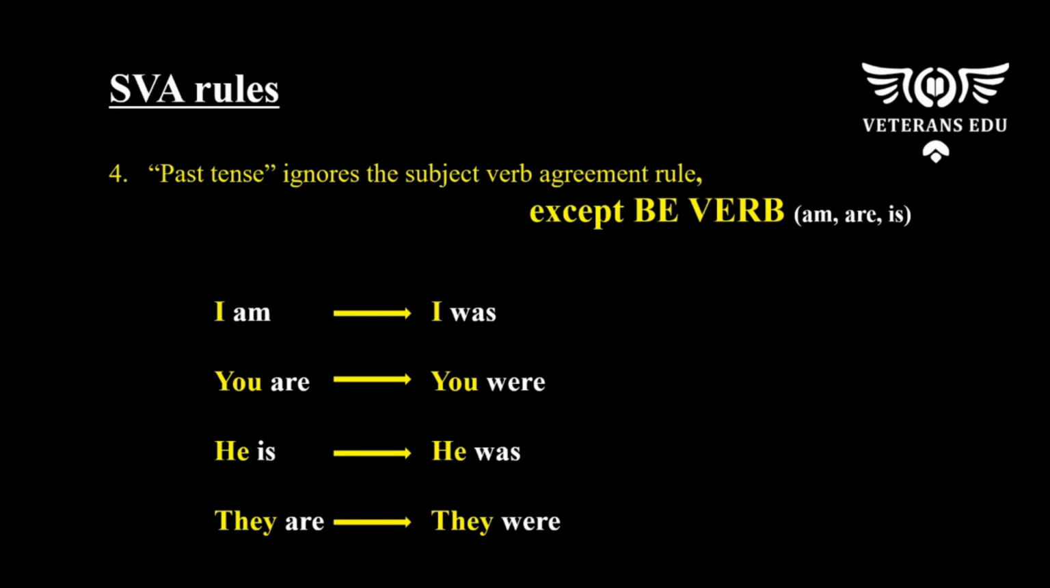So for example, when you're writing the past tense, I am would become I was. You are would become you were. He is would become he was. And they are would become they were.